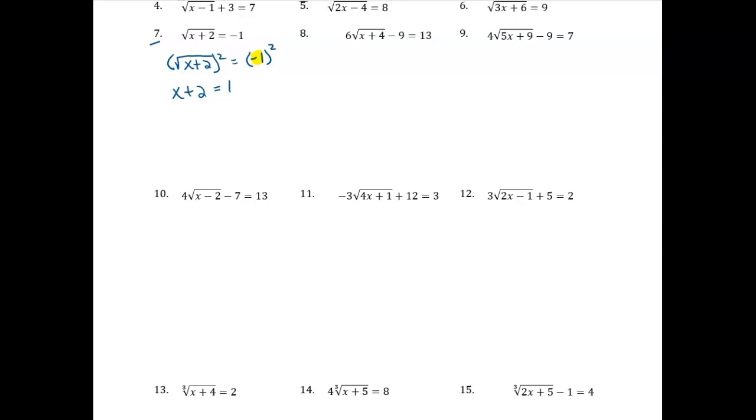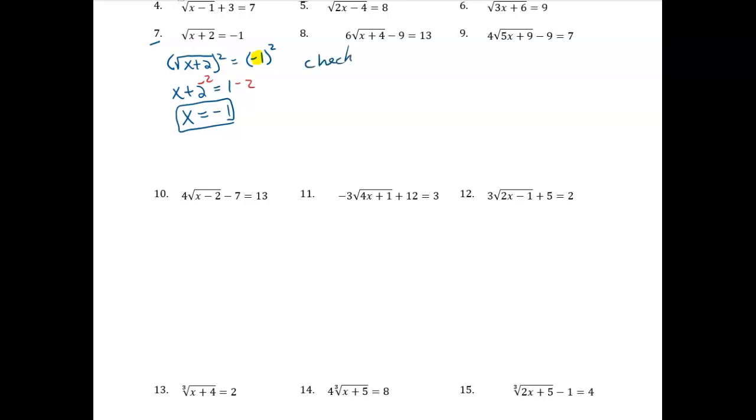All right, so first thing, get rid of anything you're adding or subtracting. You're adding a 2, so to get rid of it, you would subtract 2 from both sides. So 2 take away 2 is 0. 1 take away 2 is -1.